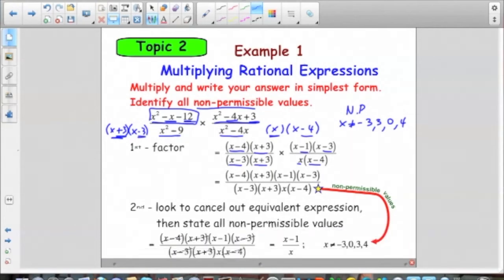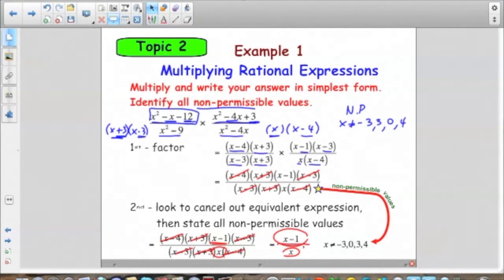Now it's time to cancel out. I'll just go back up here. Once we've done all our factoring, we can see that this x minus 4 crosses out, this crosses out, this crosses out. So I have it down here as well. So you can see now, what are we left with? That is your solution. We're left with this, and we're left with that x on the bottom. So our answer is (x minus 1) over x.